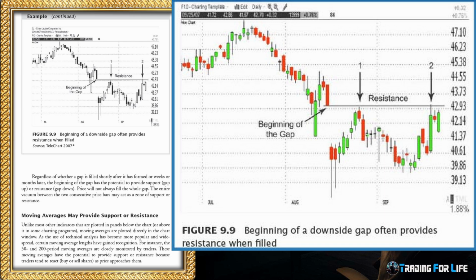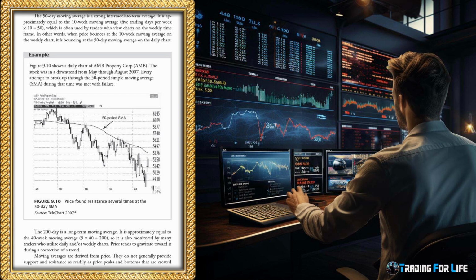Moving averages may provide support or resistance. Unlike most other indicators that are plotted in panels below the chart, or above it in some charting programs, moving averages are plotted directly in the chart window. As the use of technical analysis has become more popular and widespread, certain moving average lengths have gained recognition. For instance, the 50 and 200 period moving averages are closely monitored by traders. These moving averages have the potential to provide support or resistance because traders tend to react (buy or sell shares) as price approaches them.